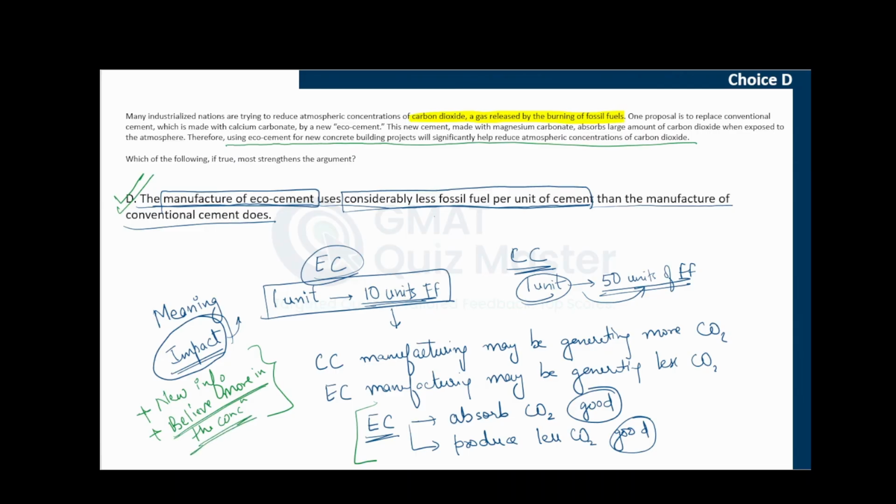So in this choice, we see that understanding the meaning and understanding the impact of choices is very important. Plus, the correct answer choice will bring in new information and it will make you believe more in the conclusion. It may not always prove the conclusion to be correct.